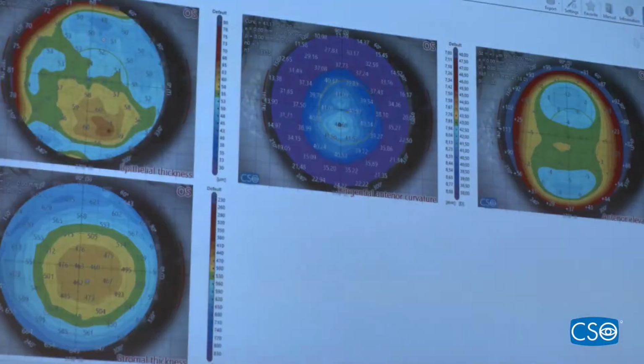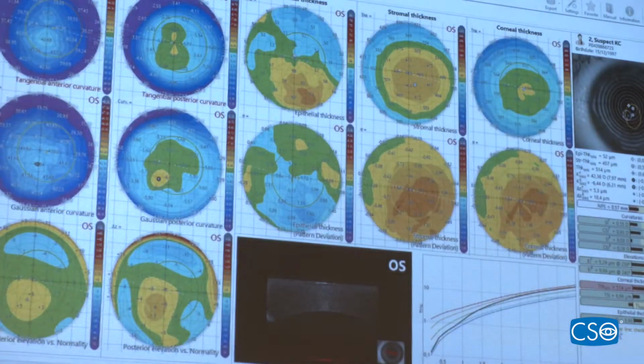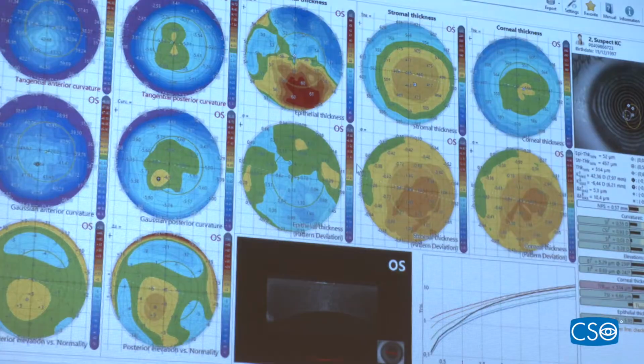here we are, fellow eye, borderline, check parameters. Ectasia index of the posterior surface is flagged. So here we are, posterior elevation versus normality. This looks suspicious, but this cannot be keratoconus. It cannot be keratoconus.